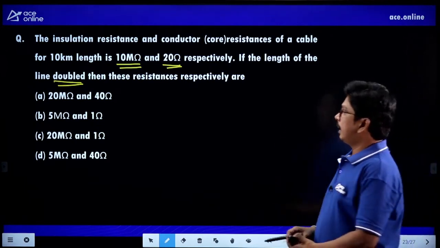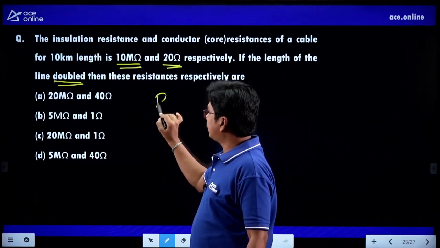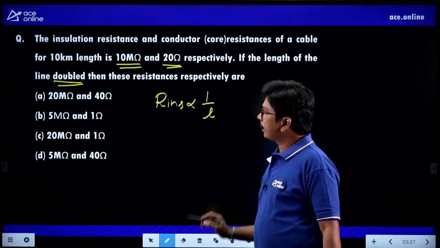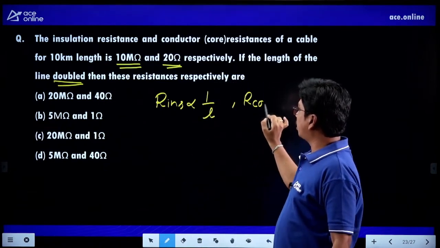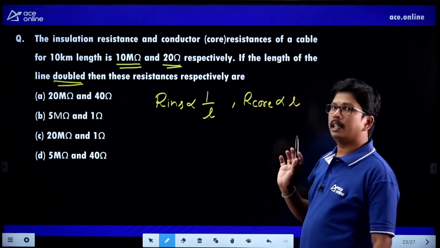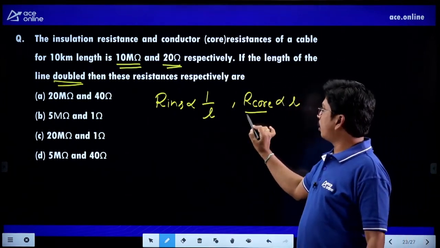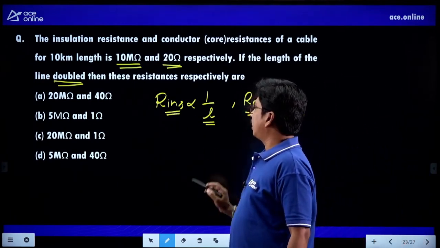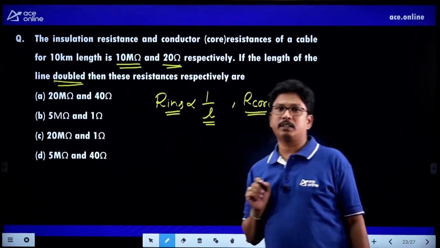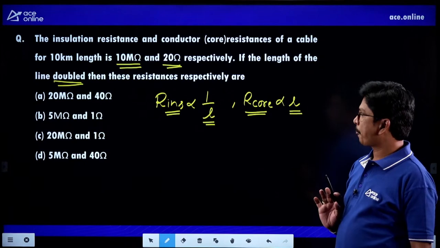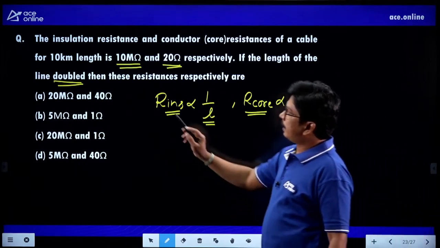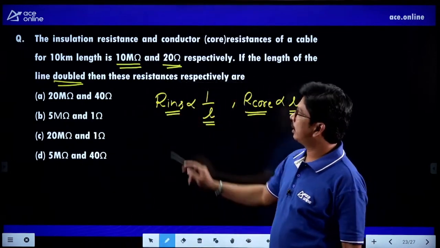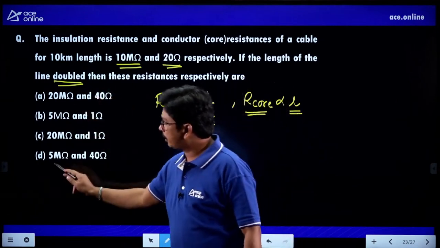We know the insulation resistance is always inversely proportional to the length, whereas the conductor resistance or core resistance is directly proportional to the length. So the resistance of the core always increases with the length, and whenever length is increasing, the resistance of insulation will be reducing. Clear, right? Therefore, whenever line length is doubled, insulation resistance will become half, so 10 will become 5. So it will be 5 here and 5 here.